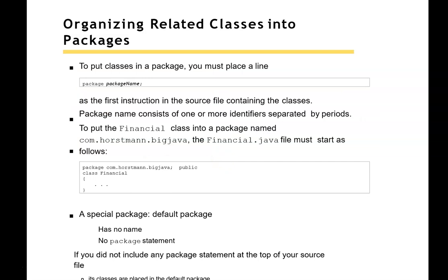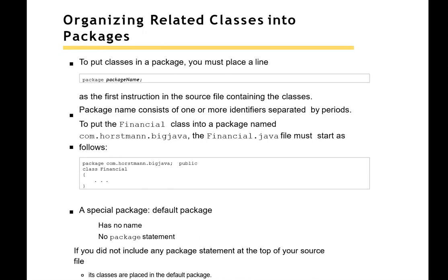To put classes in a package, you must place a package line as the first instruction in the source file. The package name consists of one or more identifiers separated by periods, usually relating to your organization and the project you're working on. So to put the Financial class into a package named com.horstmann.bigjava, the Financial.java file must start as follows: package com.horstmann.bigjava, and we're going to make the class public. A special package, the default package, has no name. Most of the time in our examples, if you do not include any package statement at the top of your source, then you are working in the default package.